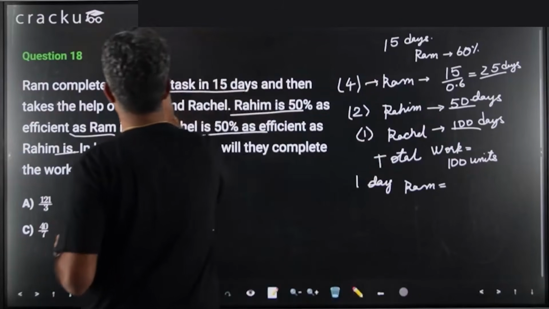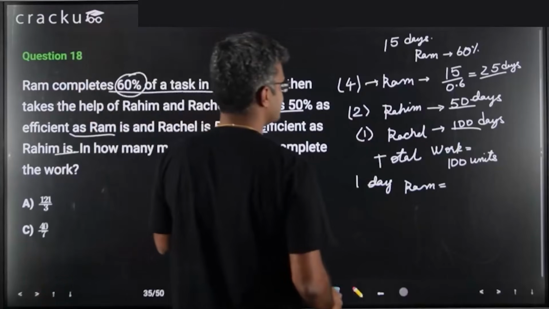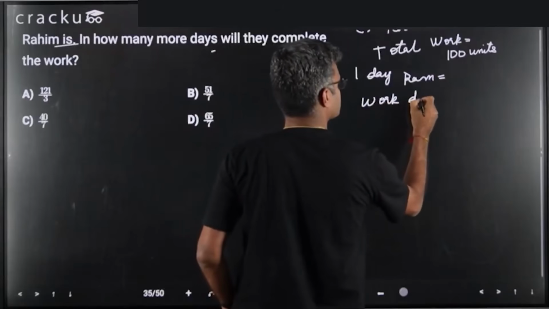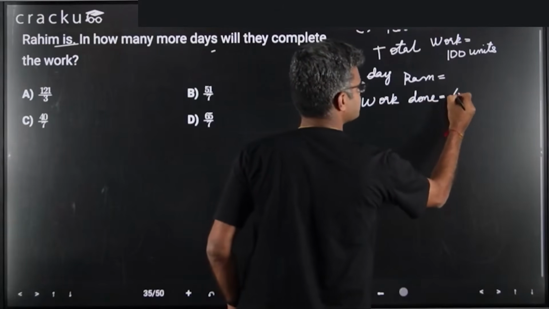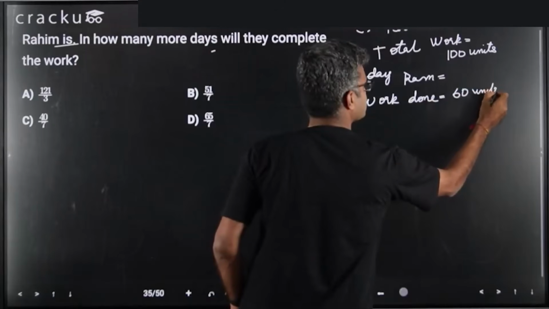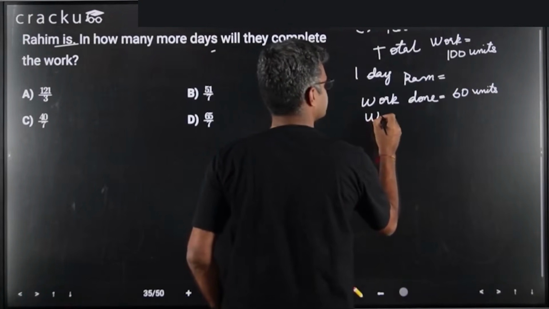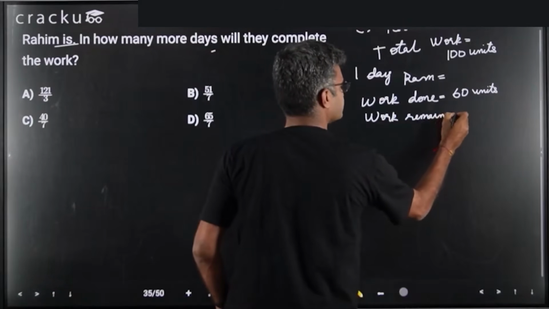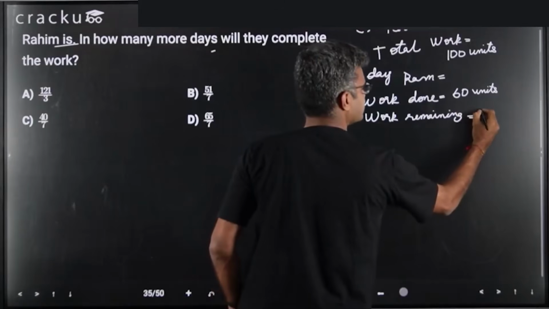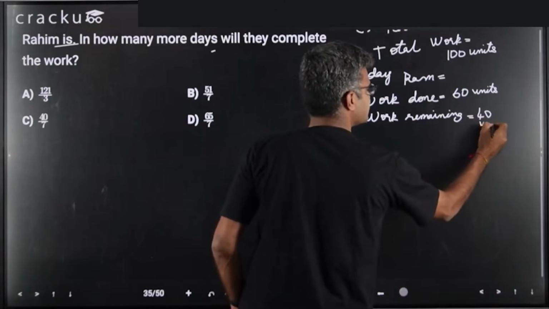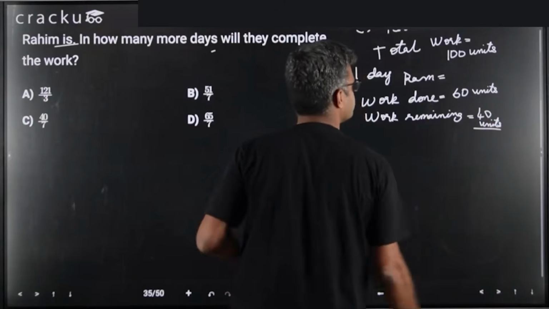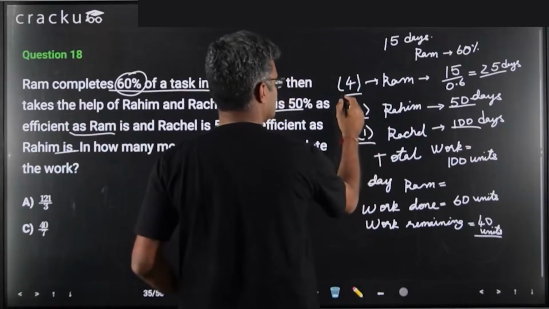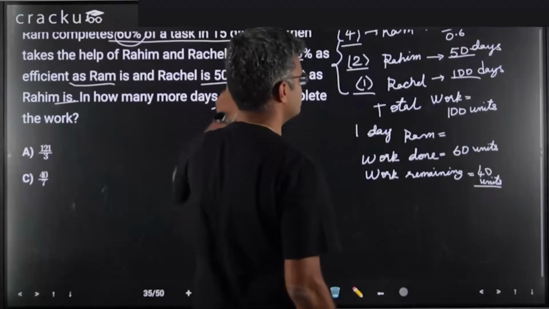Now what we are told is 60% of the work is finished. So what is the work done? Work done is 60 units. That is finished. Work remaining is 40 units. And this 40 units, Ram alone is not doing it. Ram is taking the help of Rahim and Rachel to do this 40 units of work. Ram does 4 units of work, Rahim does 2 units of work, Rachel does 1 unit of work. All 3 of them together will do 4 plus 2 plus 1, which is 7 units.